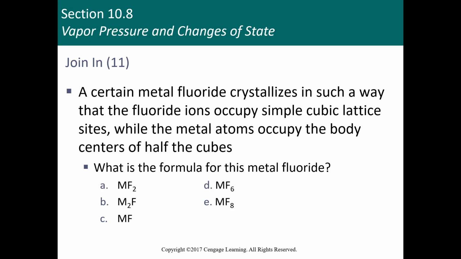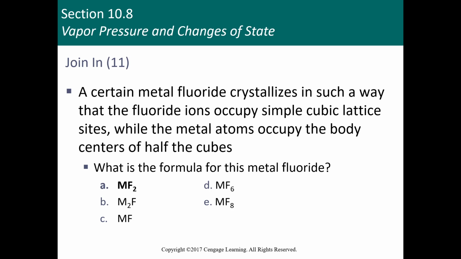Alright, so a certain metal fluoride crystallizes in such a way that the fluoride ions occupy simple cubic lattice sites, while the metal atoms occupy the body centers of half the cubes. What is the formula for this metal fluoride? Alright, so what do you want to think about here?